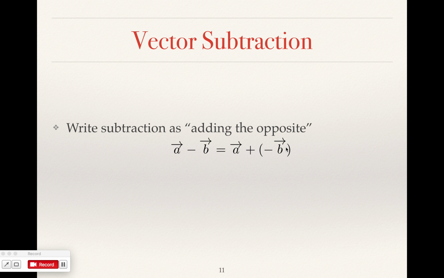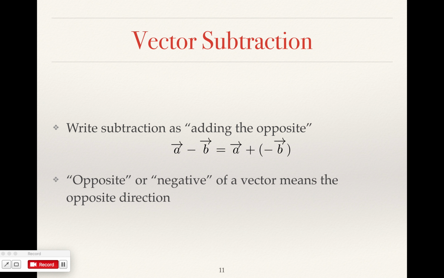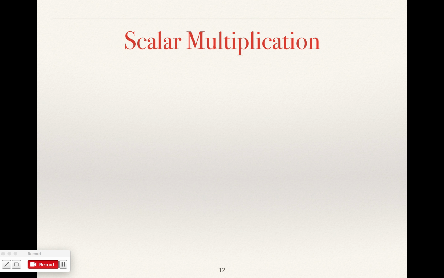So all we have to do is figure out what exactly we mean by negative vector B. What does the opposite of a vector mean? Well, when it comes to vectors, there's a pretty obvious meaning for opposite or negative. It just means the opposite direction. If you have a vector that's pointing north, the negative of that is going to be pointing south.